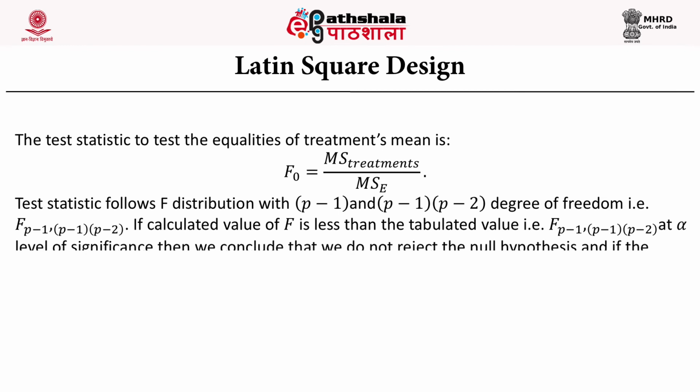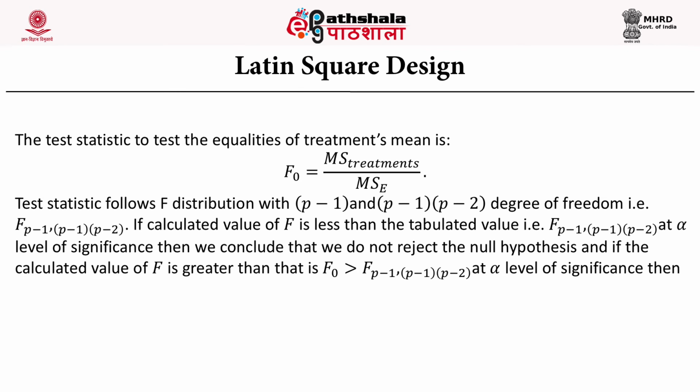If the calculated value of F is less than the tabulated value, that is F with p minus 1 and (p minus 1)(p minus 2) degrees of freedom at alpha level of significance, then we conclude that we do not reject the null hypothesis. And if the calculated value F naught is greater than F with p minus 1 and (p minus 1) into (p minus 2) degrees of freedom at alpha level of significance, then we reject the null hypothesis.